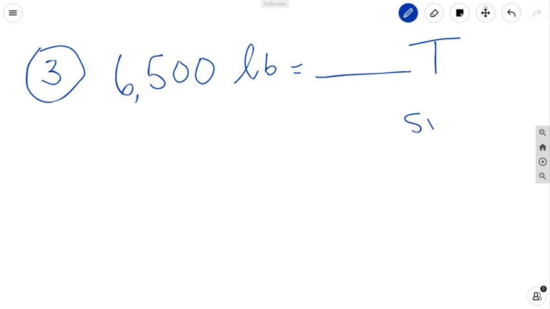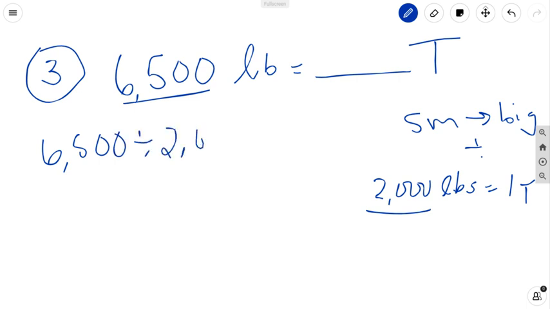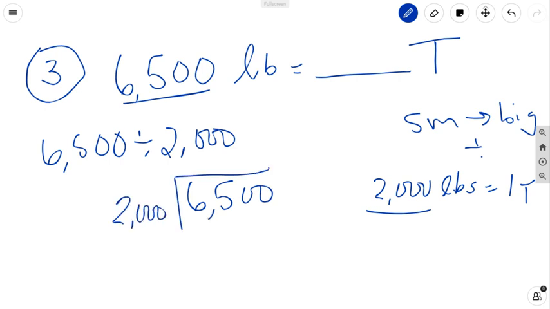Again, I'm going from small to big, which means I'm going to divide. There are 2,000 pounds in 1 ton. So I'm dividing 6,500 divided by 2,000. I know that sounds kind of crazy, but it's not that bad. Let's set up the division problem. It's not so bad. Can't get a group of 2,000 out of 6, out of 65, or out of 650. So I have a single digit quotient.